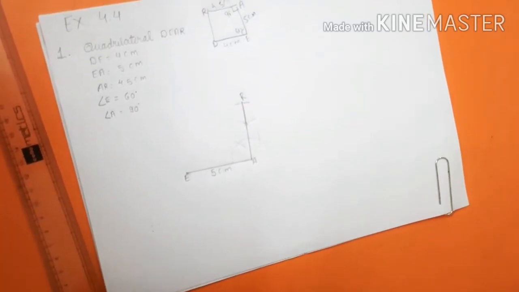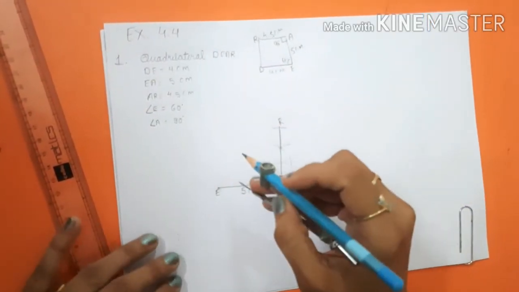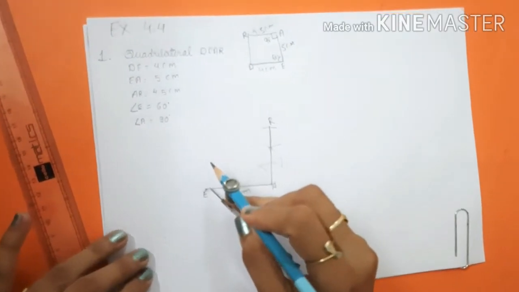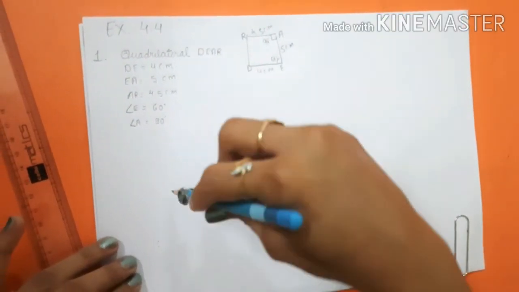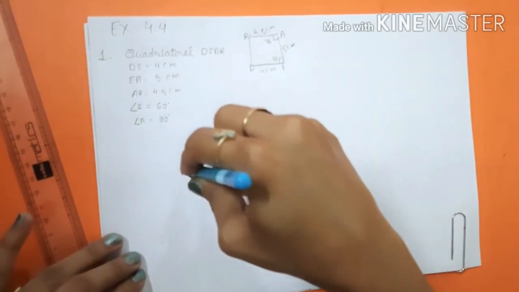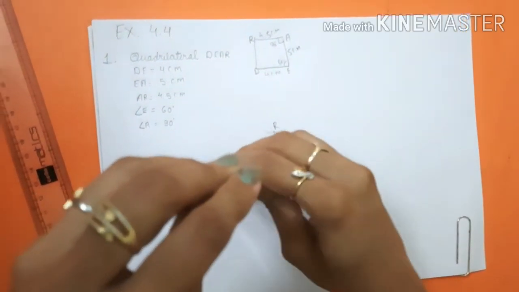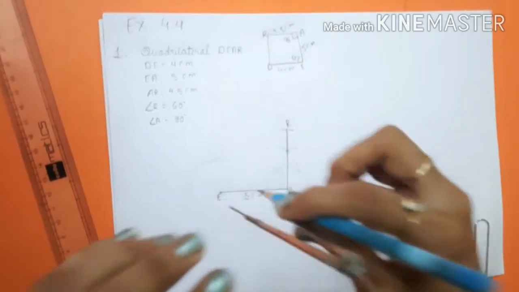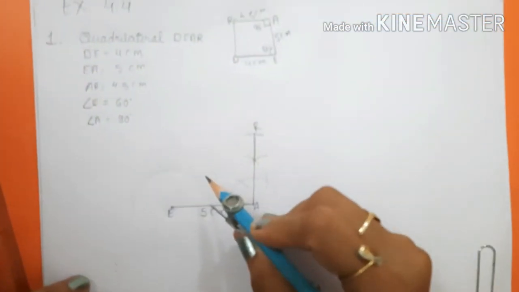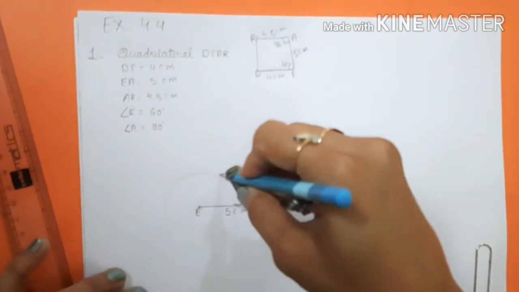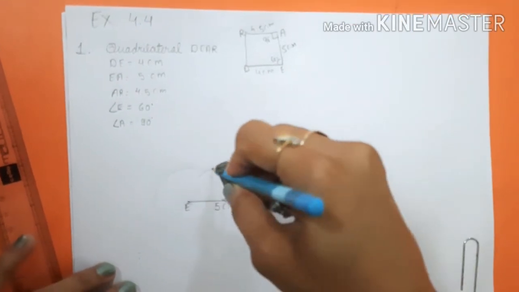Now we'll construct an angle at E, 60 degrees. Same process with any radius. We'll draw a semicircle. With the same radius, we'll cut an arc of 60 degrees.